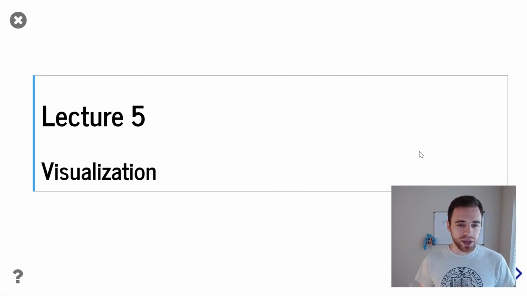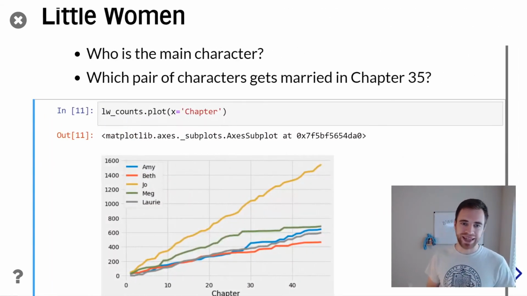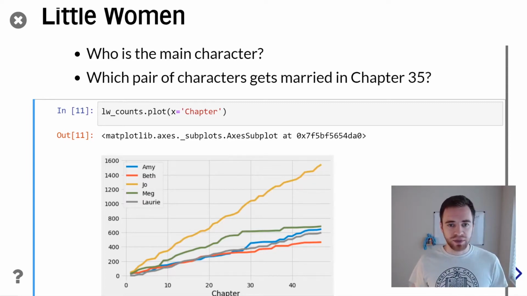So the topic of today's lecture is visualization, and we've already seen a little bit of visualizing in the first lecture when we analyzed the novel Little Women without ever reading it. We saw that we could answer questions like who is the main character of the book, or which pair of characters gets married, by just plotting some of the data. And the plot that we looked at was this one here.